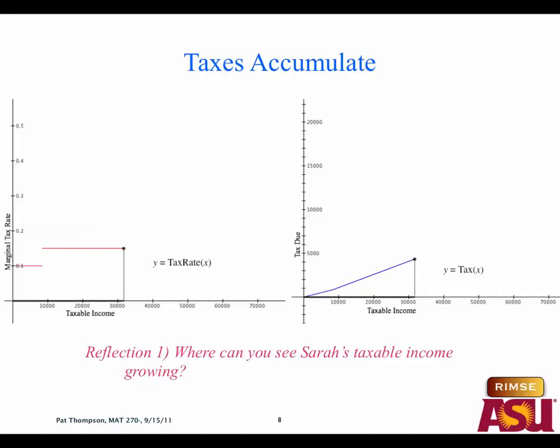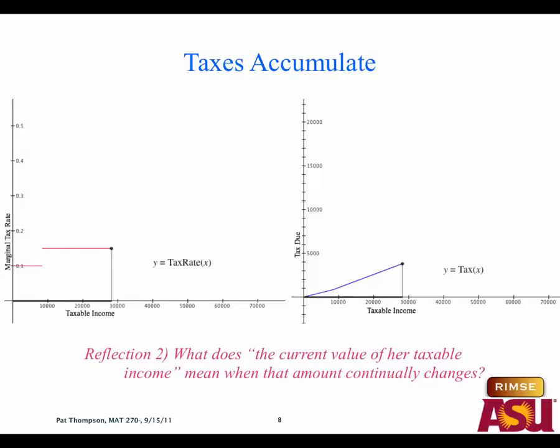Where can you see Sarah's taxable income growing? Where do you look in this animation to see taxable income growing? The X-axis. Which graph? Both graphs show her taxable income growing. That's what the input into both functions was: taxable income. What does the current value of her taxable income mean when that amount is continually changing? What would we mean by the current value of her taxable income?